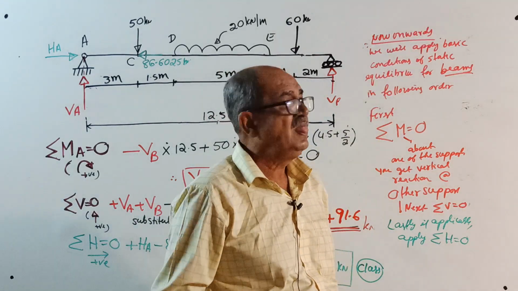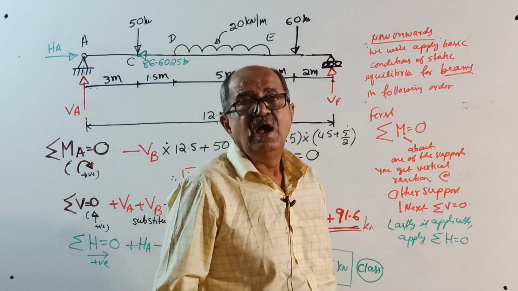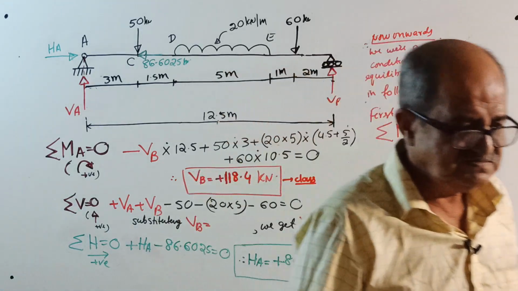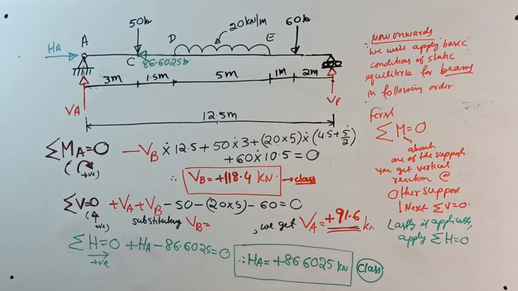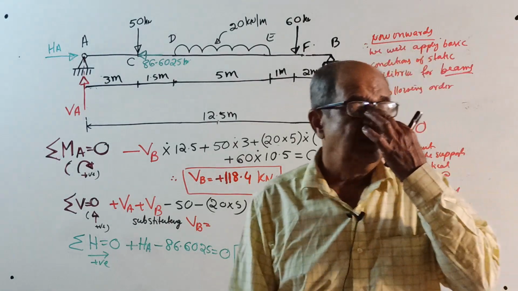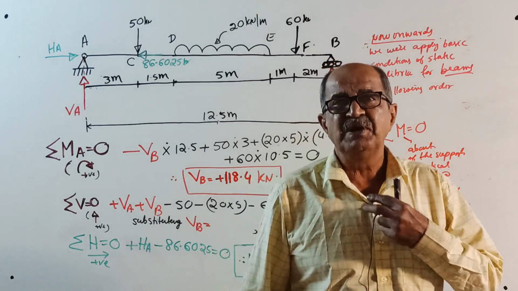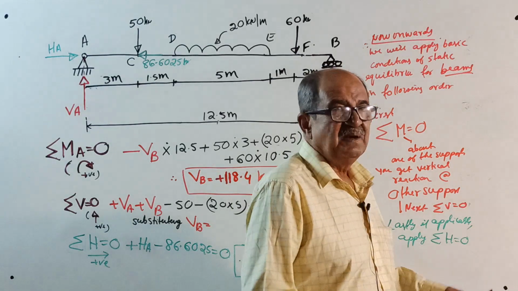So therefore, now onwards, some disturbance is there. There are frequent interruptions because of rain. That's why sometimes I have to pause.